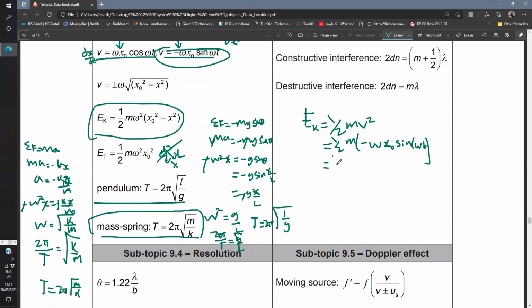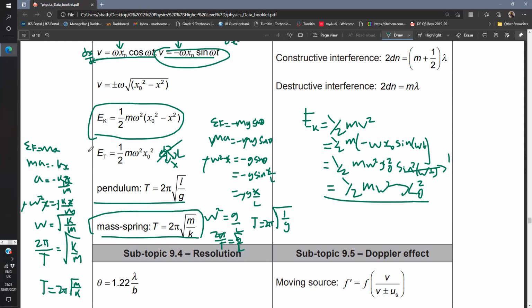Basically, x naught squared sine squared omega t. And then we're going to take sine 90. So this becomes 1. And it's going to be half m omega squared x naught squared. So this is basically our final answer, or the final formula.